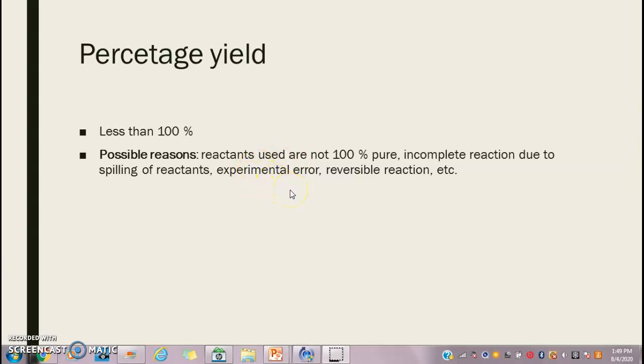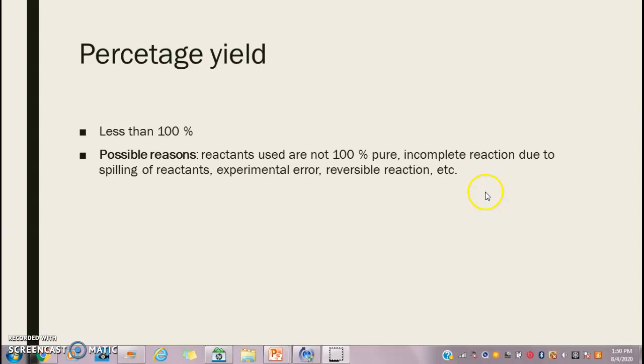You know for sure that sometimes, because of certain airflow effects, it may affect the amount of mass that's supposed to be measured accurately. Okay, and also reversible reaction. What does it mean by reversible reaction? This means that, while most of us always assume the reaction is one way, sometimes it can also go backward to produce the reactants again.